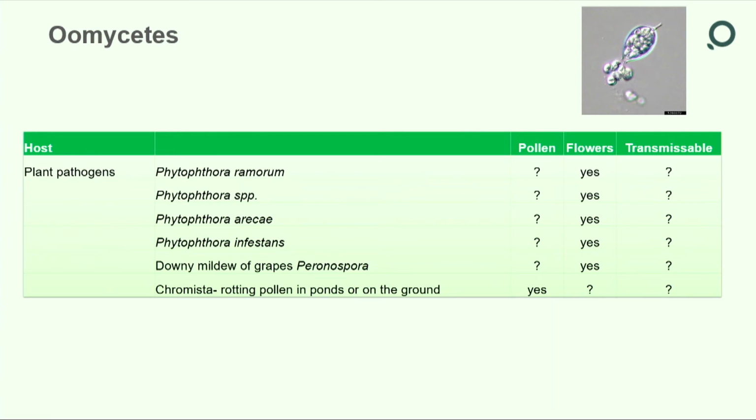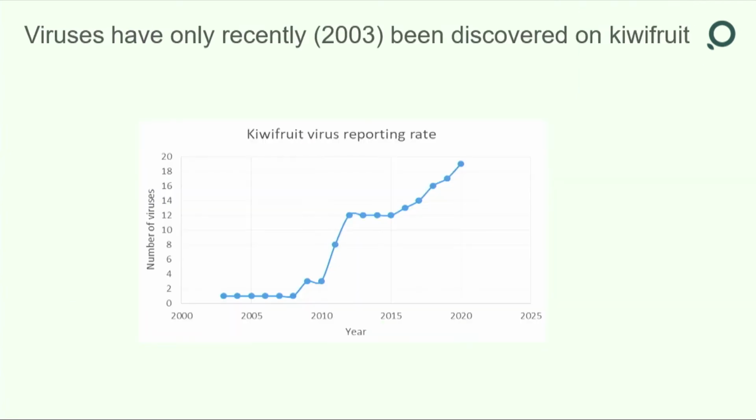As far as kiwifruit's concerned, Phytophthora is found on kiwifruit, but it's usually a root or a base of the vine disease. But it is possible that Phytophthora spores could get rain splashed onto flowers, but we just don't know.